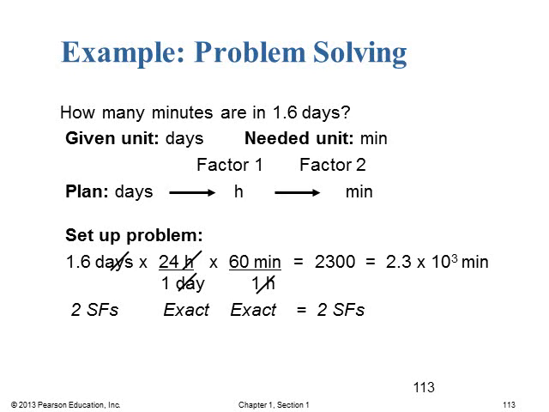1.6 times 24 times 60, you get 2,300. You can leave it as 2,300 minutes or simplify it in scientific notation as 2.3 times 10 to the third. 1.6 days is a measured number, so we have two significant figures, and 24 hours in 1 day and 60 minutes in 1 hour are both exact numbers within the same system, so we don't have to worry about any significant figures in those cases.